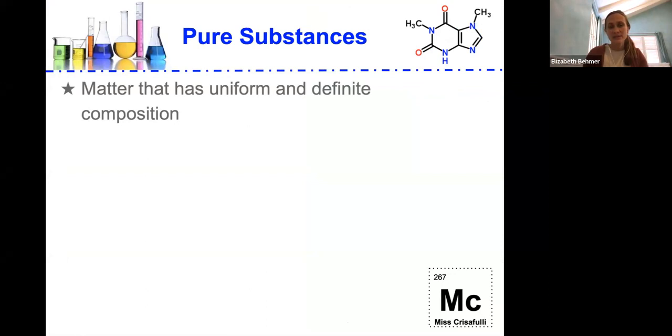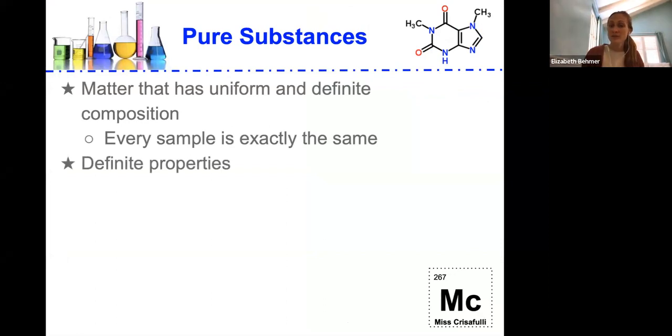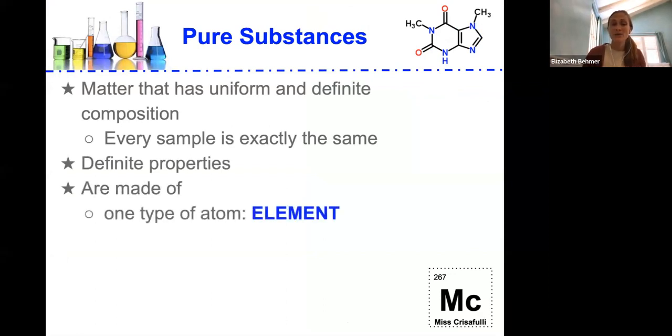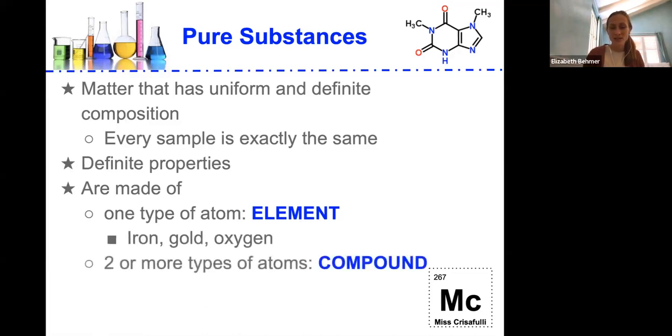A pure substance has matter that has a uniform and definite composition, and every sample that we were to take from a pure substance would be exactly the same. Pure substances have definite properties and are made of one type of atom, and this is what we call an element. So examples are iron, gold, and oxygen. And if we take two or more types of atoms, we create a compound. And this is really important.